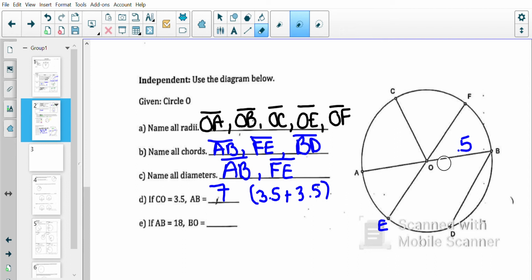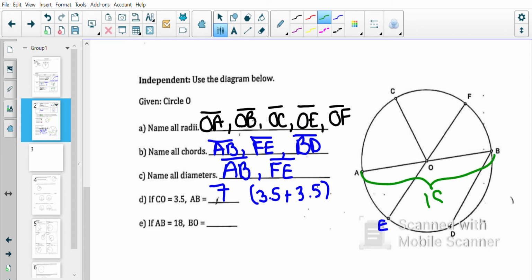And for the last question on this problem, it is telling us if AB, so basically they're telling us the whole diameter is 18, find the length of BO, which is half the diameter. So that's going to be 18 divided by 2, which is 9.